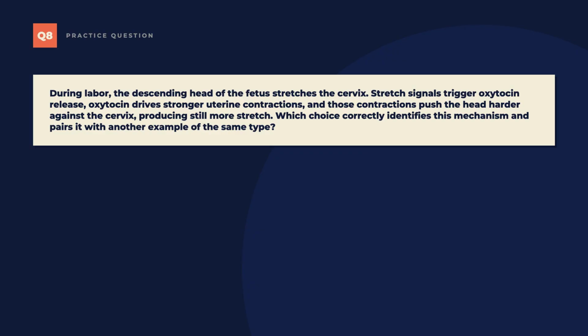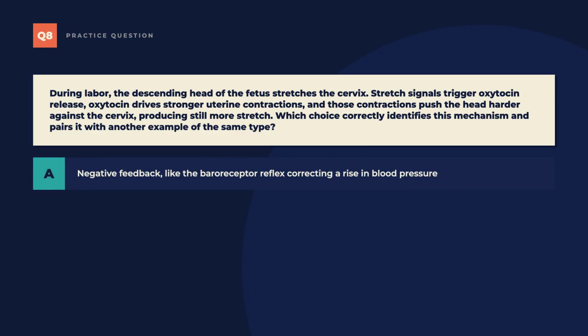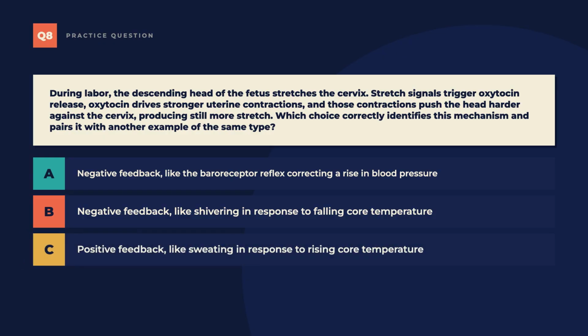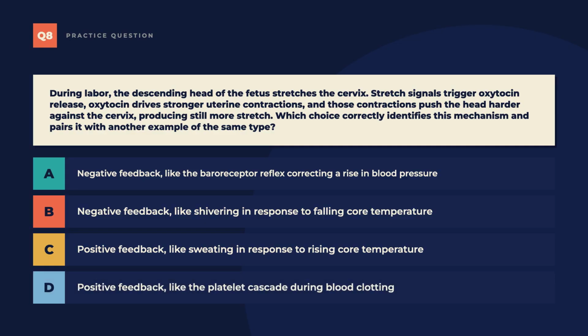Your options are A. Negative feedback, like the baroreceptor reflex correcting a rise in blood pressure. B. Negative feedback, like shivering in response to falling core temperature. C. Positive feedback, like sweating in response to rising core temperature. D. Positive feedback, like the platelet cascade during blood clotting. Got a guess? Lock it in.